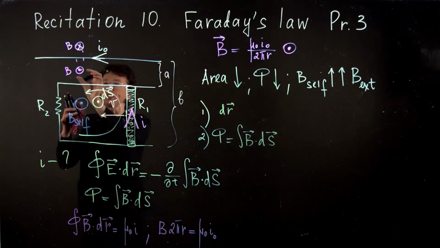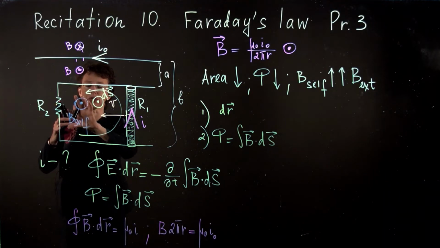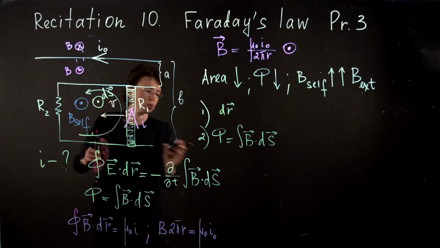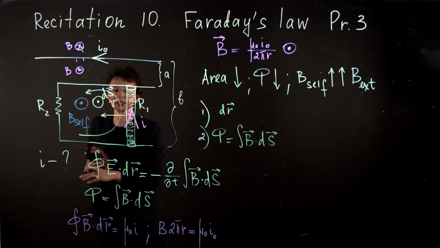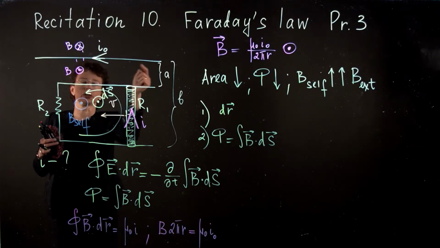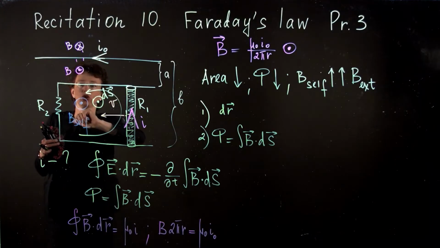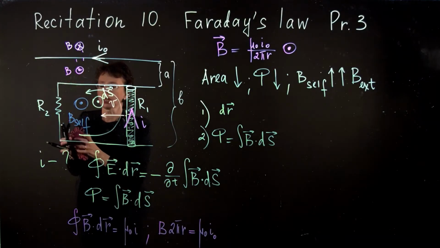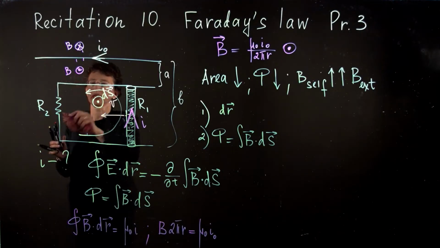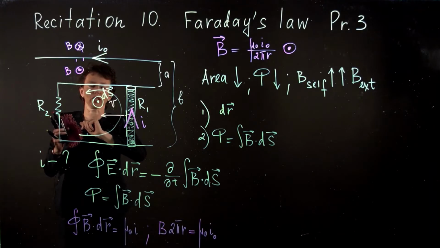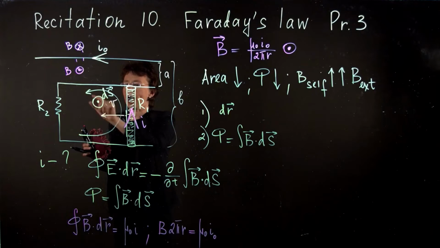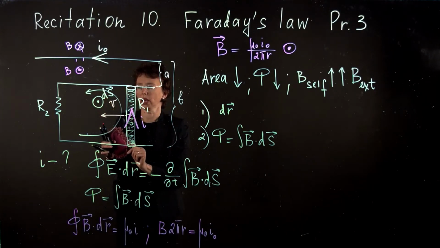We are talking about this external magnetic field. Forget about this B self. We already used it to figure out the direction, but we ignore it when we find the magnitude of induced current. So this B, that is generated by this current I naught, is out of this page. Let me just erase B self. We already used it. B is out of page. dS is out of page. They are parallel to each other.